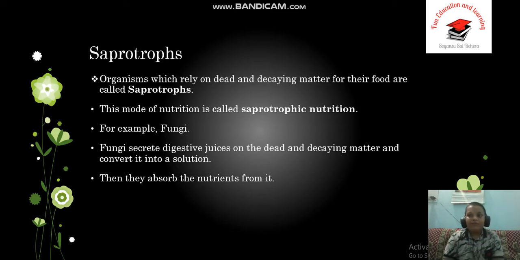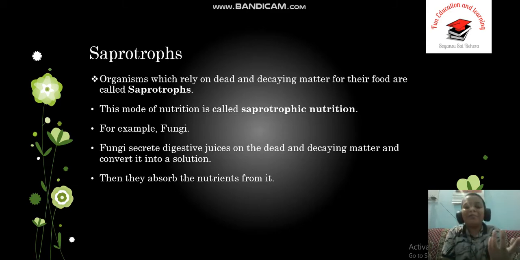Saprotrophs. Organisms which rely on dead and decaying matter for their food are called saprotrophs. This mode of nutrition is called saprophytic nutrition. For example, fungi. Fungi secrete digestive juices on dead and decaying matter and convert it into a solution. They absorb the nutrition from it.